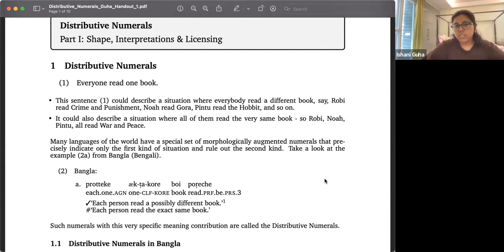So প্রত্যেকে একটা করে বই পড়েছে. This sentence is true only in the situation described in the first situation. That is, everybody possibly read a different book, right? So Robi read Crime and Punishment, Noah read Gora, and so on, right? And it is not felicitous to use 2A in a situation where everybody read the same book.